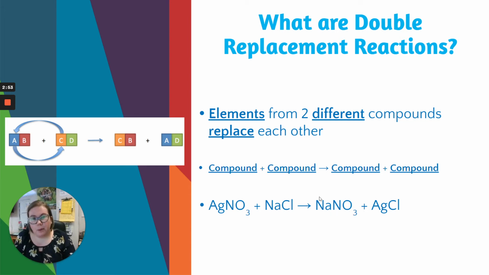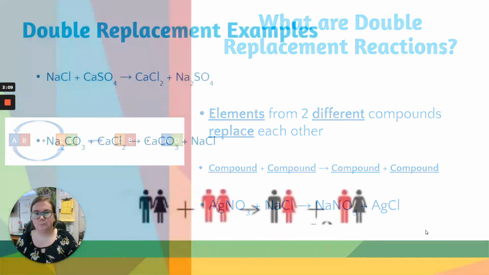You can see they've kind of swapped places again, because over here we had the Ag with the NO3. Now the Ag is with the Cl instead of the NO3, right? And here the Na is with the Cl. Now it's with the NO3 instead of the Cl. So all those things kind of switch spots.